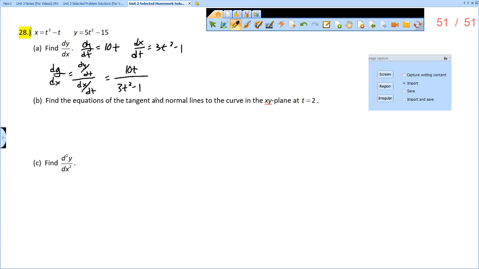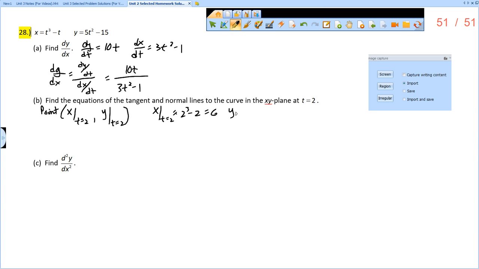Now it says find the equations of the tangent and normal lines to the curve in the xy plane at t equals 2. So remember, we need to find a point. The point is going to be x evaluated at t equals 2, comma, y evaluated at t equals 2. So what is x at t equals 2? We have 2 cubed minus 2. So 2 cubed is 8, minus 2 is 6.